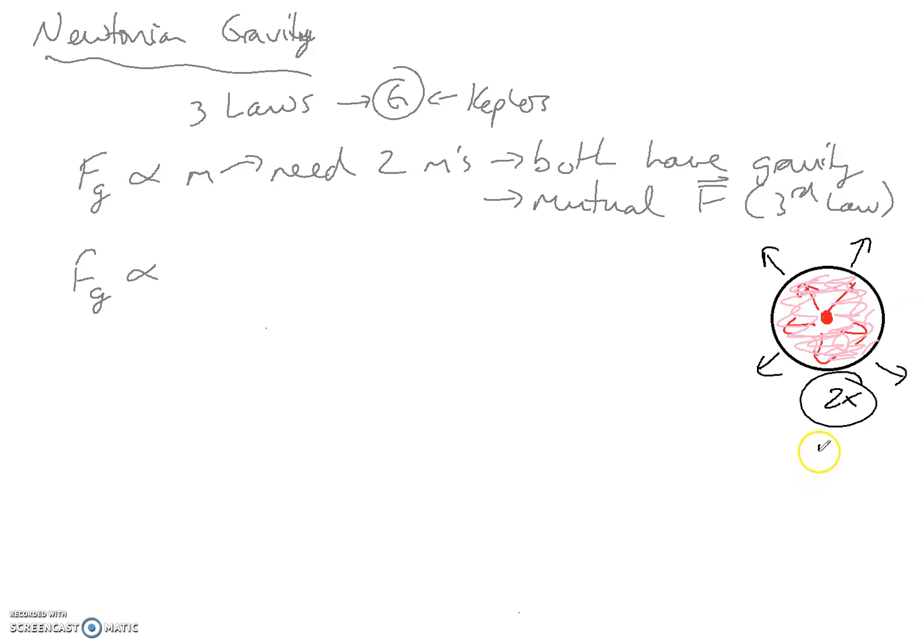It's actually going to be 4 times thinner. So the radius is twice as big, but the paint layer is going to be 4 times thinner because the surface area of a sphere is 4 pi r squared. So every time you make the radius twice as big, since it's squared, the surface area becomes 4 times as big. So the same idea applies to gravity.